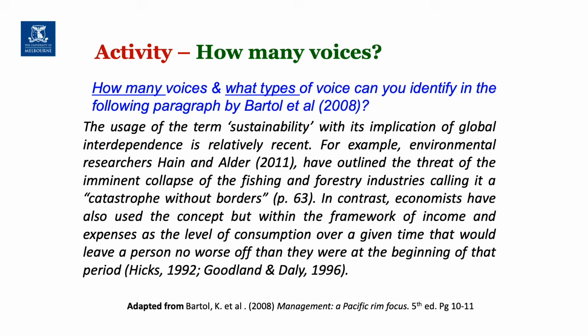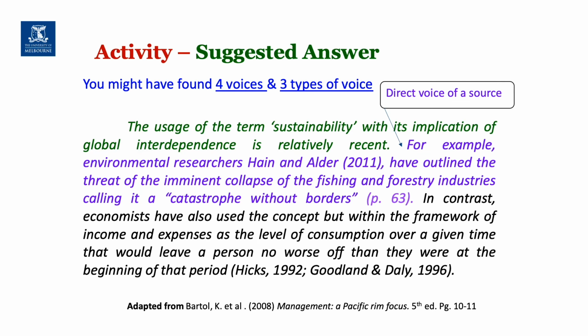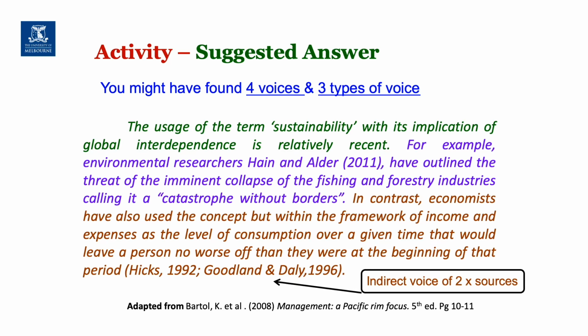Let's analyse how this paragraph weaves together different voices. The first voice is the direct voice of the writer. It begins the paragraph. The second voice is the direct voice of Hayne and Alder as a supportive quotation. They count as one voice as they are writing together. Hicks and Goodland and Daly are two indirect voices appearing as a chain reference in the final sentence. So, altogether, 4 voices and 3 types of voice in this academic paragraph.